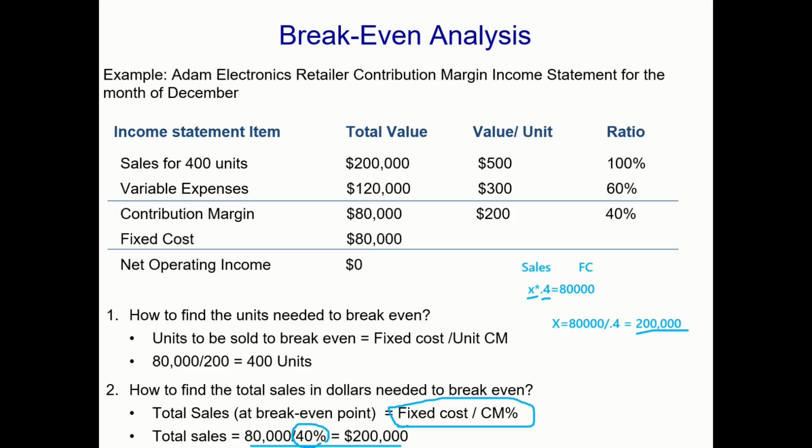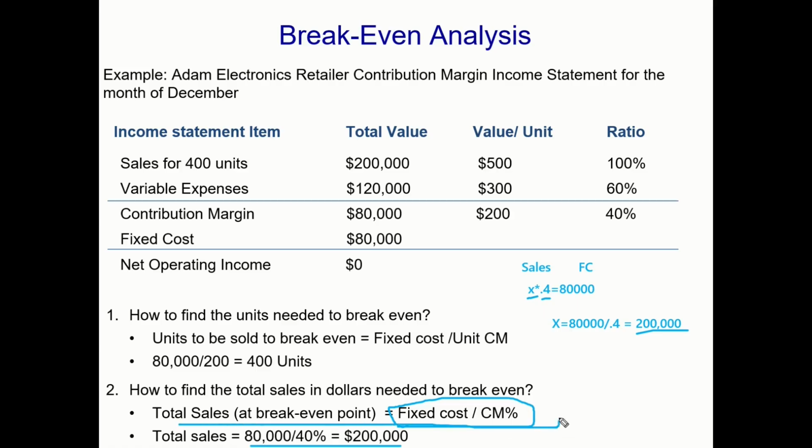Remember, when you use the contribution margin percentage in the denominator, you are finding the dollar amount. So when you use the dollar amount, which is the contribution margin per unit, you're finding the quantity. When in the denominator you are using the contribution margin percentage, you are finding the dollar. Notice the numerator is the same, which is $80,000. So this is the formula on how to compute the break-even analysis.